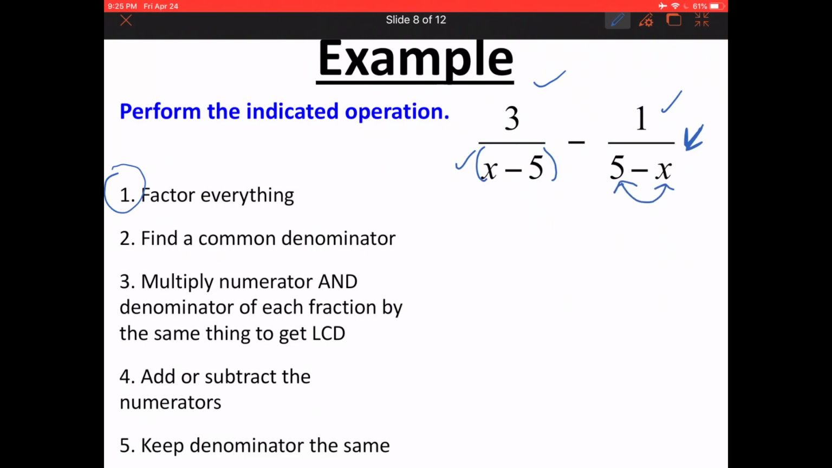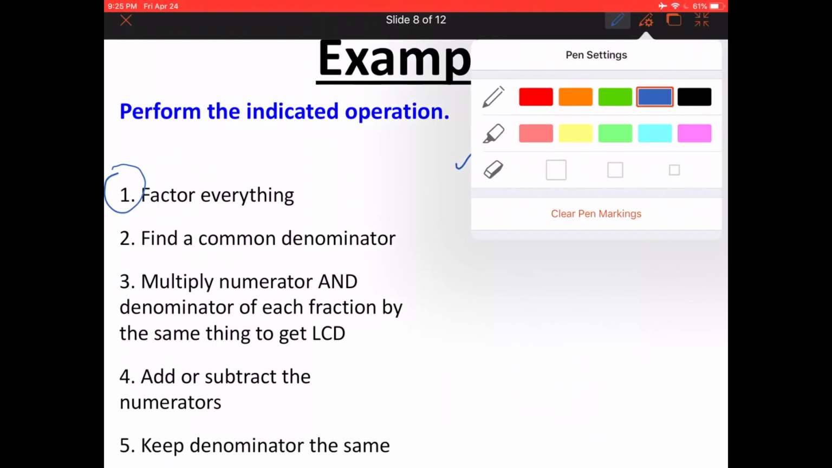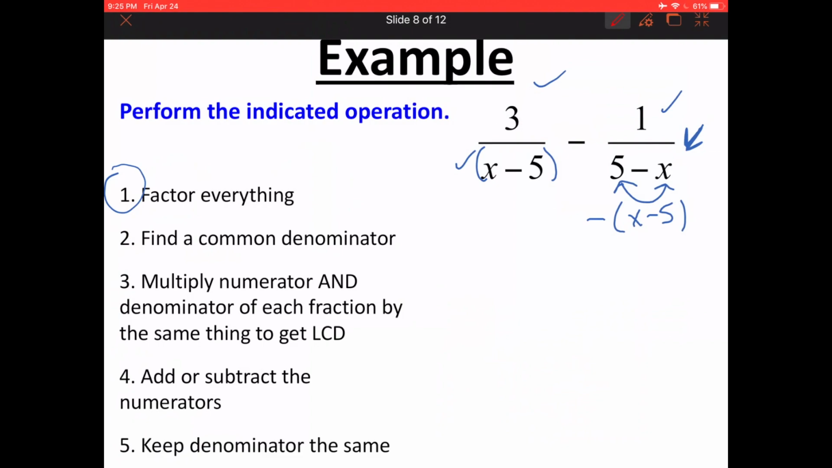But you cannot just flip these. You have to do something else. You have to put a negative out in front, and then you can flip. Okay, guys? So what we should have is 3 over x minus 5 minus 1 over negative x minus 5. And keep in mind, this is really an invisible negative 1.